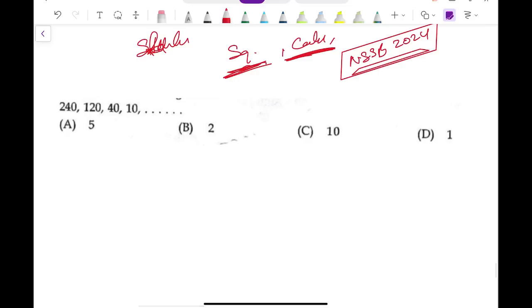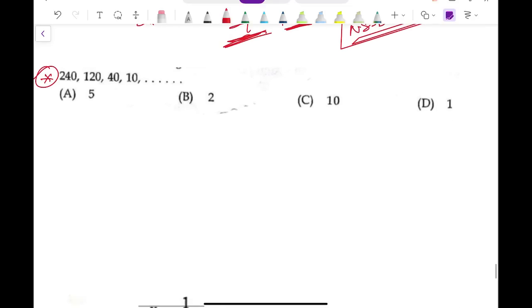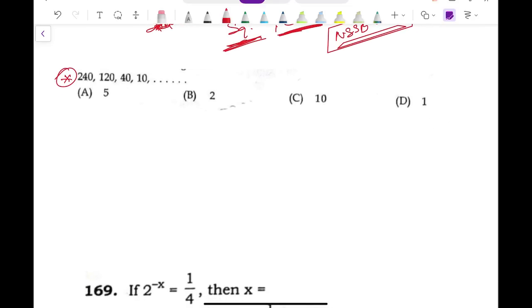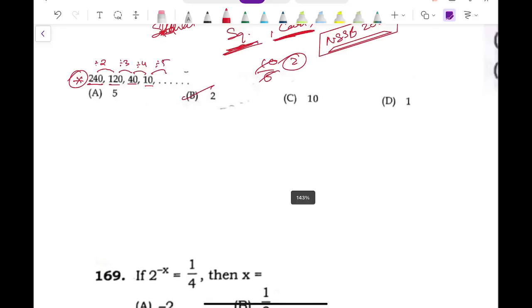In this case, this was asked in NBSE. So if you look here, relation between these two, 24 divided by how much will give you 12? 24 into 2. So 24, if I divide it by 2, I'll get this one. 120 divided by how much is 40? Divided by 3. 40 divided by how much will give you 10? Divided by 4. Next will be divided by 5. 10 divided by 5 is how much? 5 2s are 10. So the answer here is 2. So that's how we do. Okay.